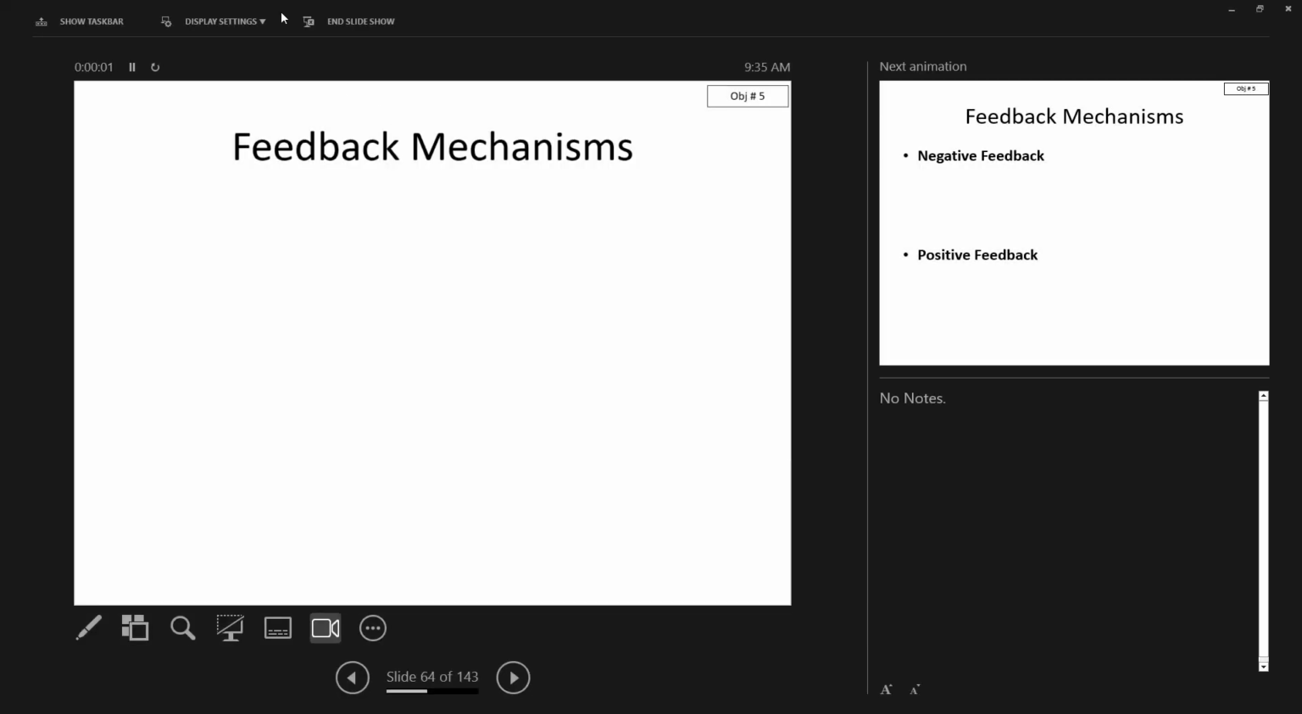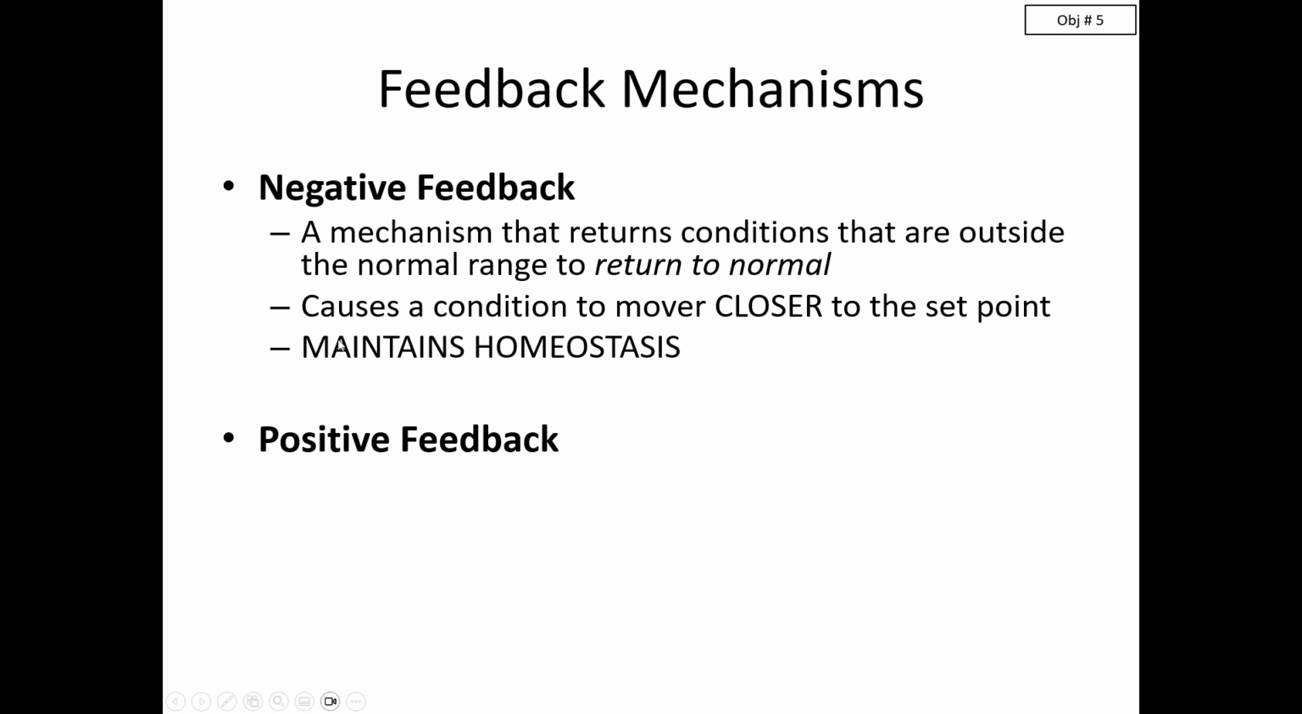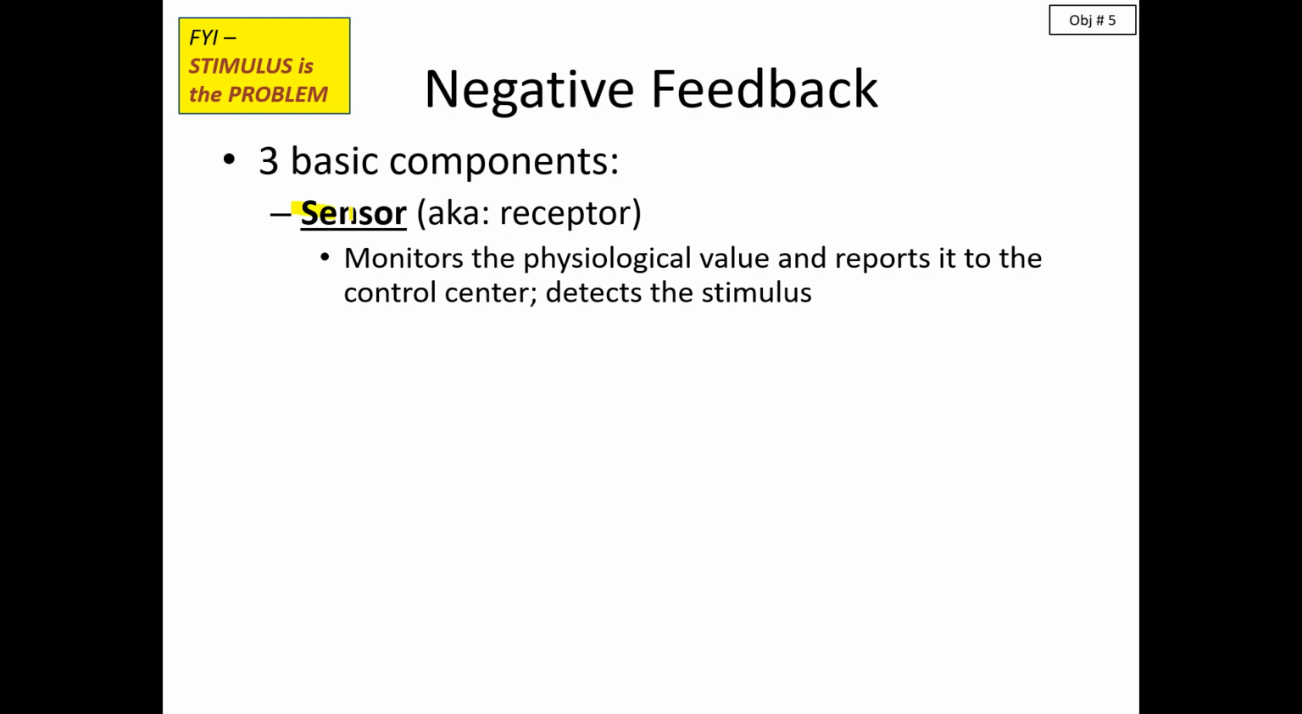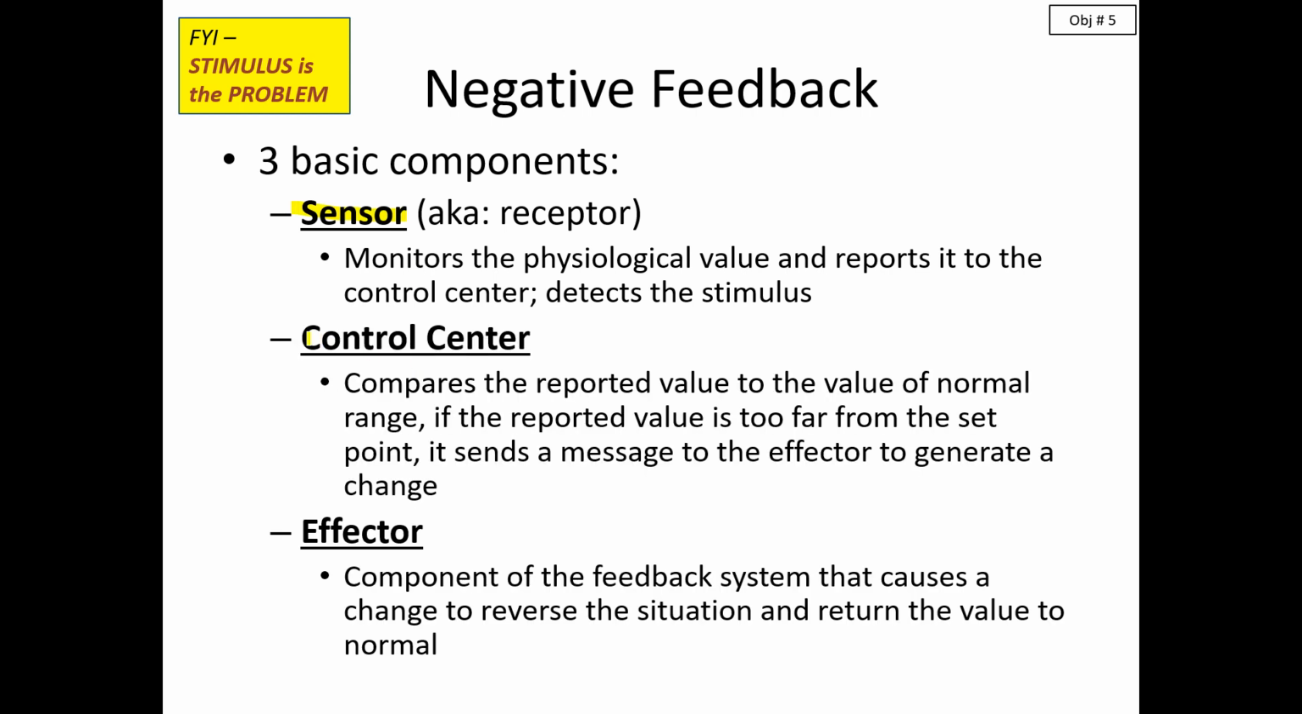And this gives us the definition of negative feedback. So when you're answering the question, what is negative feedback, the very first part, it's a mechanism that's going to maintain homeostasis. So that's really all you have to put for that part of the question. It's going to maintain homeostasis. Now, for the three components of negative feedback, that's going to be sensor, control center, and effector.